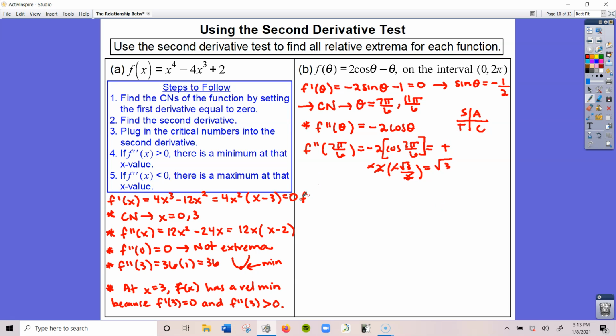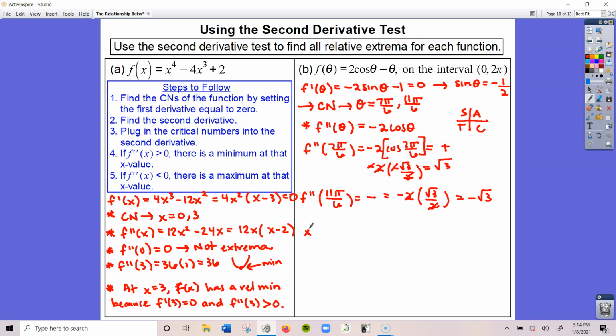Now, if I plug in 11 pi over 6, 11 pi over 6 is in quadrant 4, and in quadrant 4, cosine is positive. So that means I would have a negative number times a positive number, which gives me a negative. Again, you can just plug in the value directly. This is negative 2 times the square root of 3 over 2. Again, the 2's cancel, and I'm left with negative square root of 3. So that is a negative number.